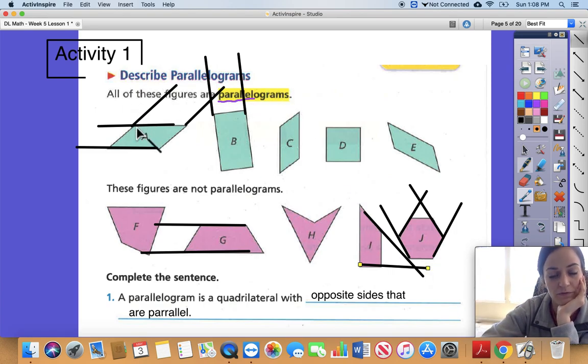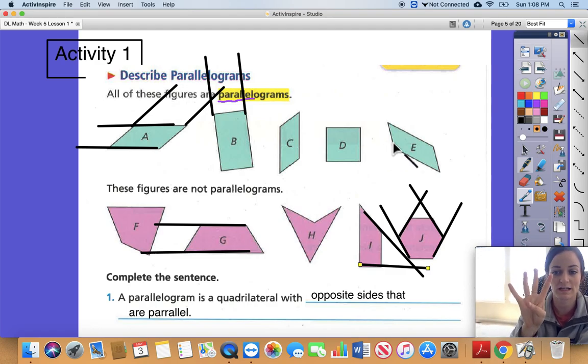So again, to reiterate, the top blue shapes are parallelograms because they are quadrilaterals, so they have 4 sides, and both opposite sides are parallel to each other. So that's what makes a parallelogram. That's why these purple shapes are not parallelograms.